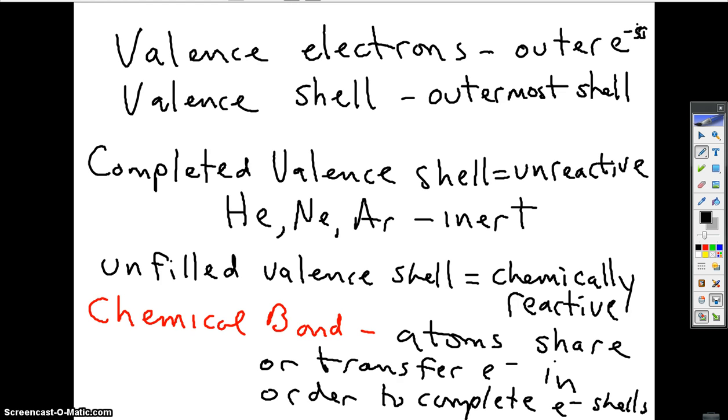So just a quick recap of what we've been over. Completed valence shell means that they're unreactive. So helium, neon, argon are inert. Unfilled valence shells are chemically reactive. And then finally, a chemical bond is atoms that share or transfer electrons in order to complete their electron shells.